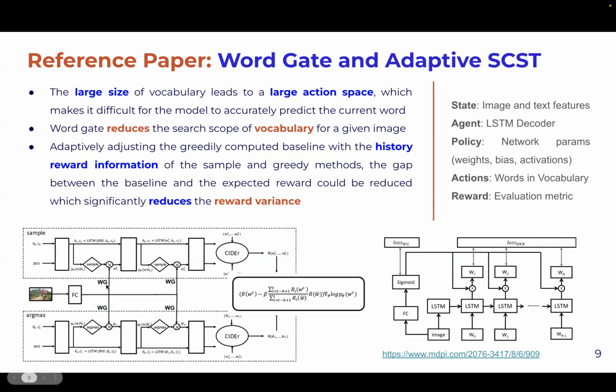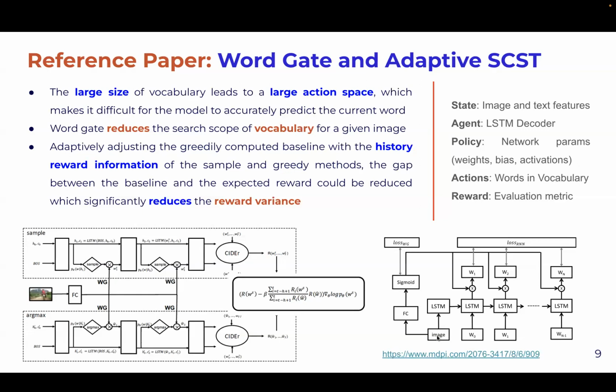So what this word gate does, maybe it's better to discuss from here. Here you can see this LSTM is decoding each and every word sequentially. One more addition to this usual architecture is that I'm sending the image to a fully connected layer and later to a sigmoid layer, and calculating the loss with respect to it.